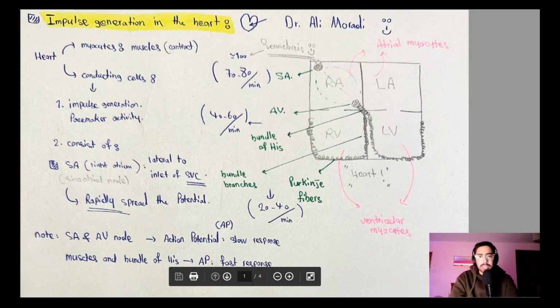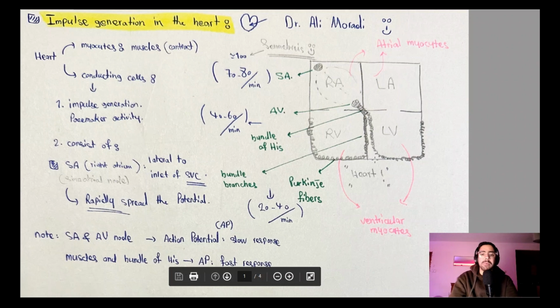Then we have the AV node. From the SA node, the impulse goes to the atrium, and they contract the muscle here. Then they go to the AV node, and then we go to the bundle of His. In the AV node and bundle of His, the rate would be a bit slower, which is 40 to 60 pulses per minute. And then between the walls of the ventricles, we have the bundle of His branches, right and left. And then it goes to the Purkinje fibers.